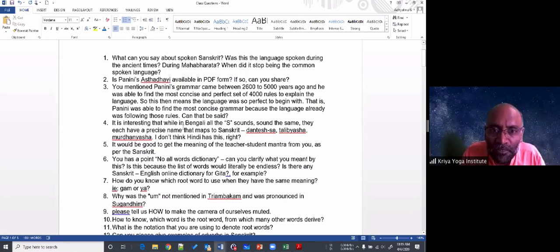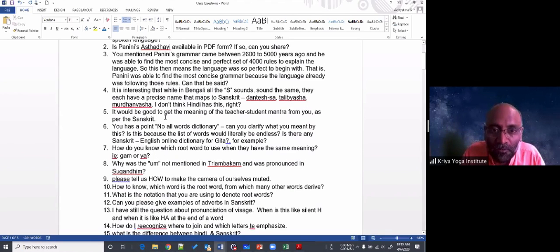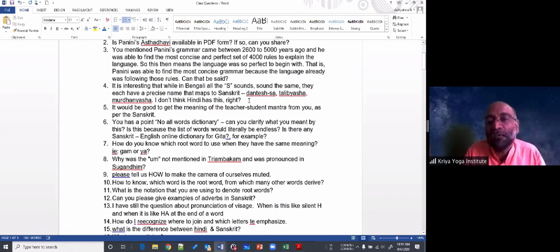It's interesting that while in Bengali all the S sounds sound the same, they each have precise names that map to Sanskrit: Antesa, Taradesha, Murdhanesha. I don't think Hindi has the same alphabet. Actually, as I explained earlier, most of the Indian languages share the same alphabet coming from Sanskrit because they are derived from Sanskrit. In some regions like Bengal, during a period of time, the distinction was lost in the pronunciation of certain sounds, but the letters are still there.